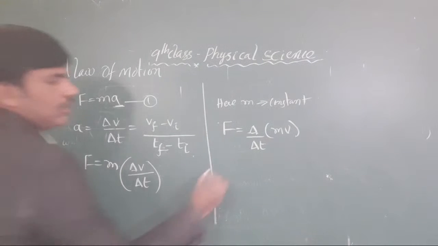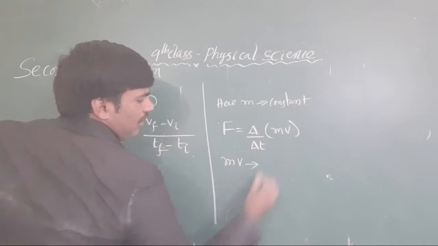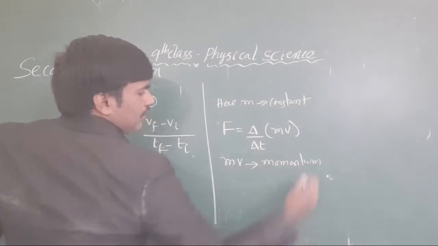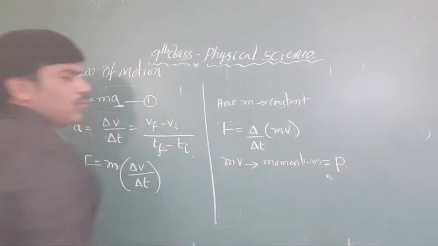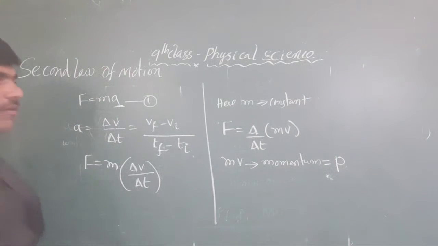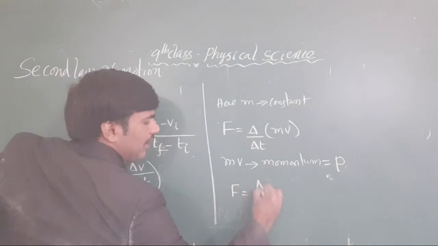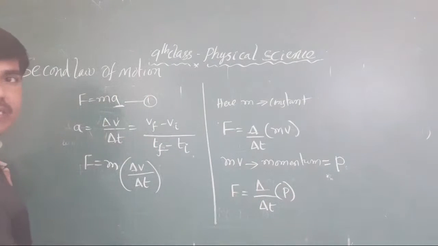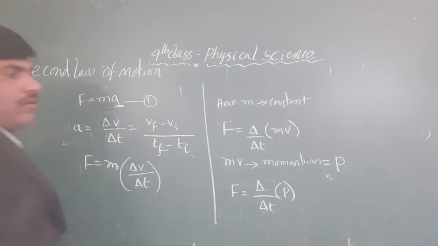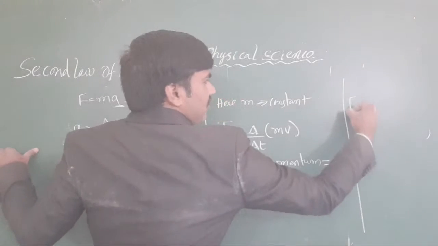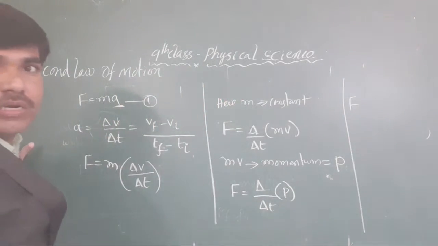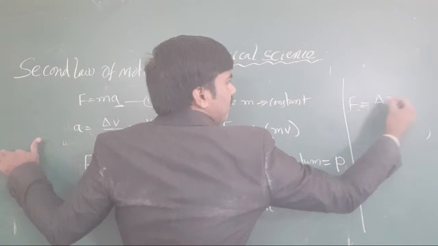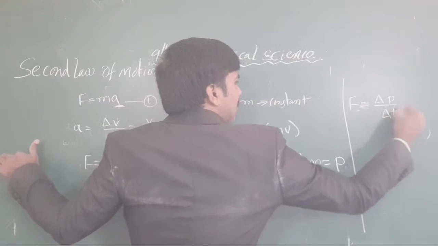Okay, now here mv is actually momentum. It is taken as p, you know very well. Momentum p. Now F becomes del by del t of p. Yes. Now F is equal to what? F is equal to del p by del t.